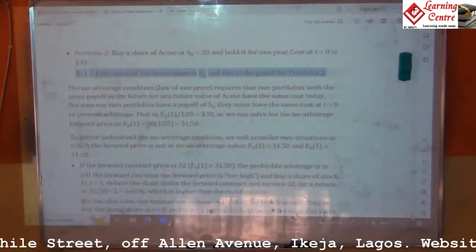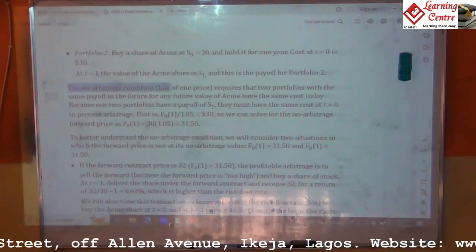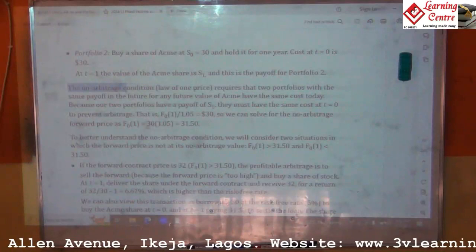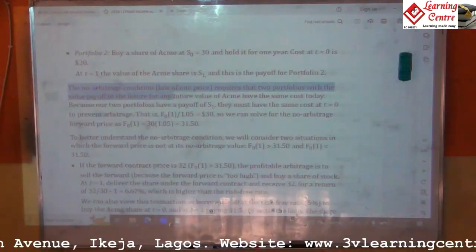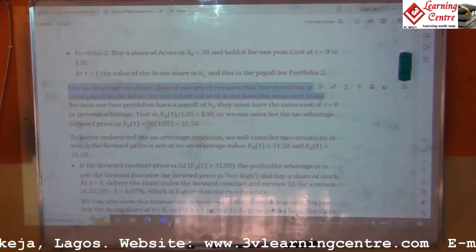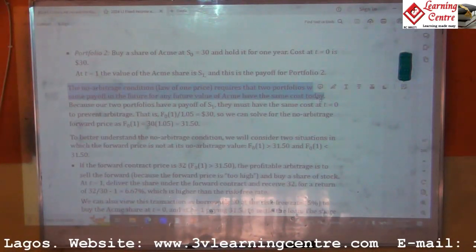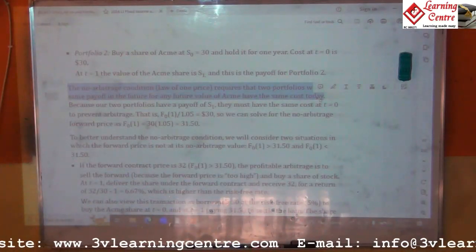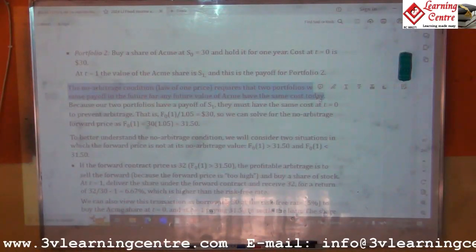I'll explain. So what it's saying, the no-arbitrage condition, which is the law of one price, requires that two portfolios with the same payoff in the future, for any future value, have the same cost today. So if two things are going to give me the same future value, they must both cost the same today. If one costs cheaper, everybody will flood to the cheaper one.